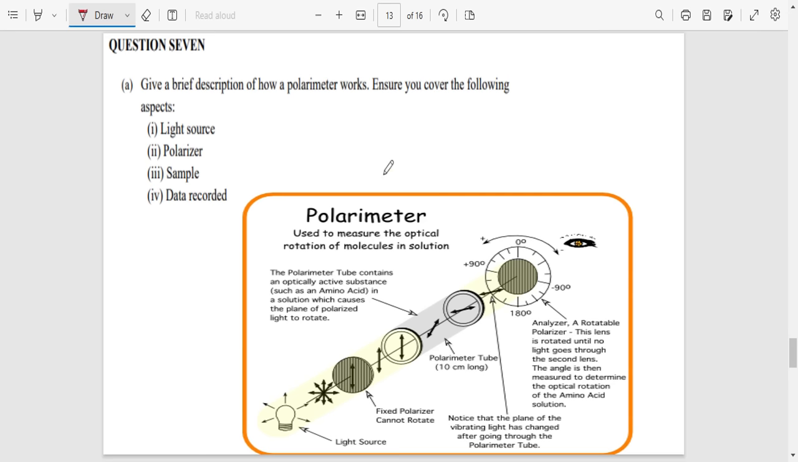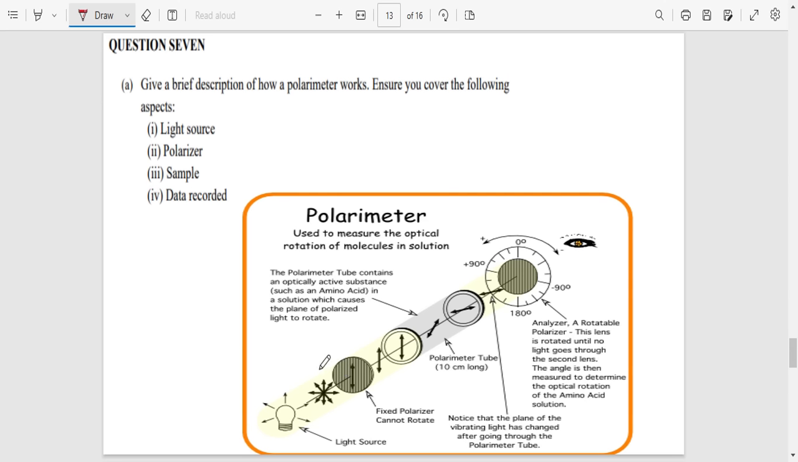Now, here is a polarimeter which I've already drawn here. So you have the source of light here, and then you have this long tube. At the end, you have where you're going to be reading from. Okay, that is the analyzer. That is at the end of the long tube. And then you have this tube between here, which we call the polarimeter tube. Now, at the beginning, we have a fixed polarizer, or simply a polarizer.